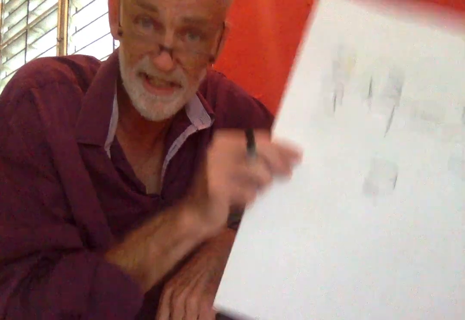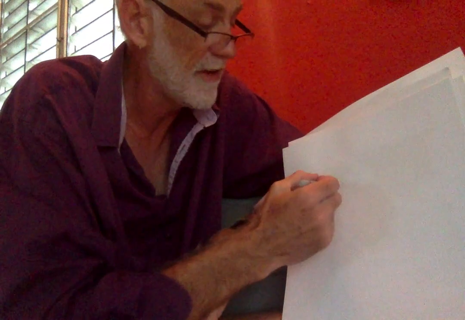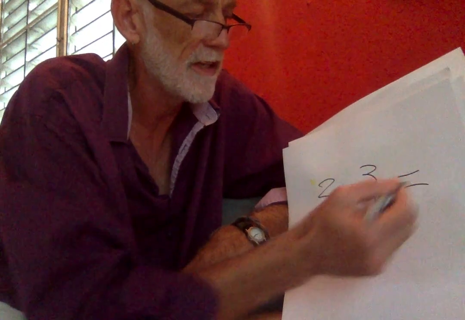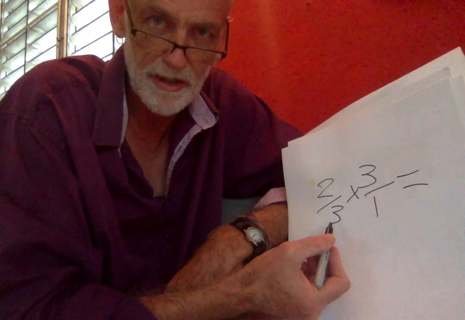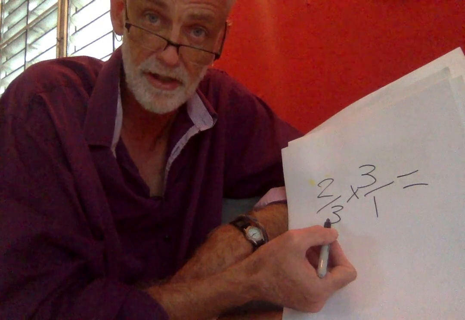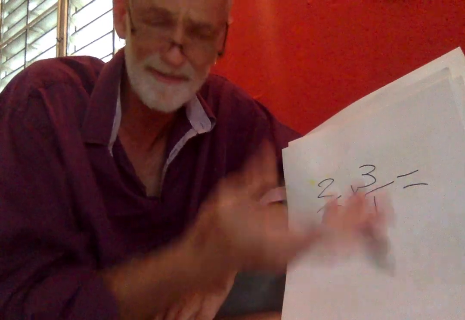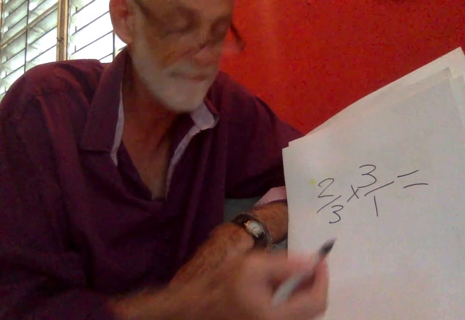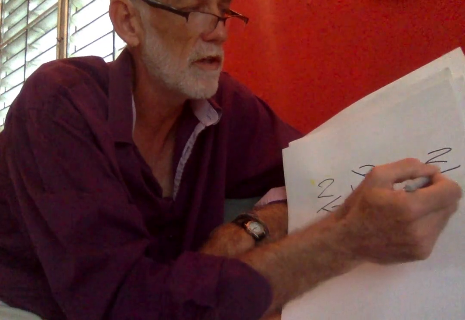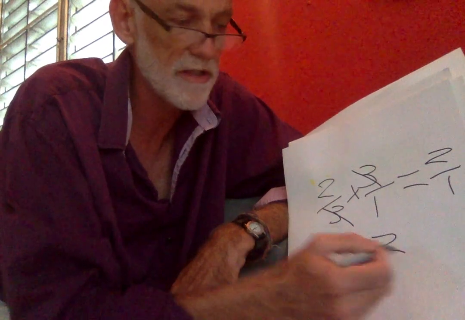If you want to do it sneakier, and I encourage all of you to do it sneakier, let's do it the sneaky way. 2/3 times 3. You have a 3 on the top, you have a 3 on the bottom. Get rid of them. They cancel each other out because 3 divided by 3 is 1. So it's just a 1. When you do multiplying, ones don't really matter because anything times 1 is itself. So you can get rid of those. So all you have left is a 2 over a 1. So the answer is 2.